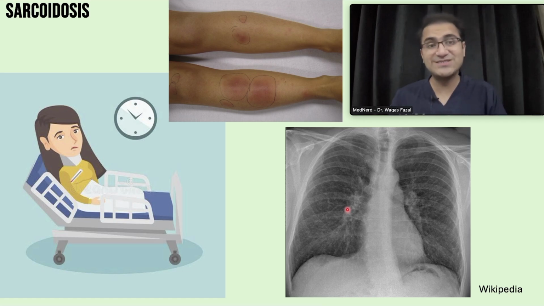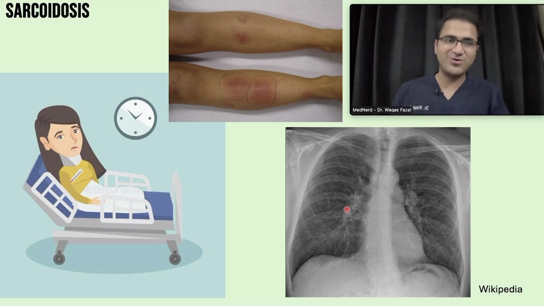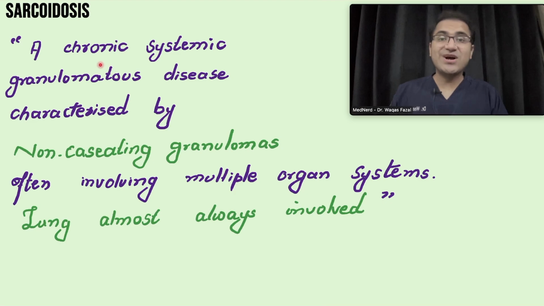What is sarcoidosis? How does it present? And how do you diagnose and treat it? Today we are going to talk about that. Sarcoidosis is a chronic systemic granulomatous disease characterized by non-caseating granulomas involving multiple organ systems.